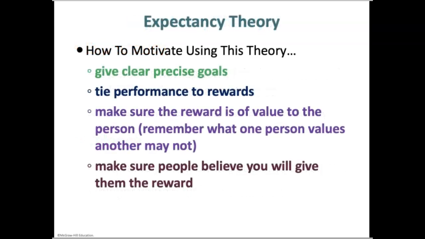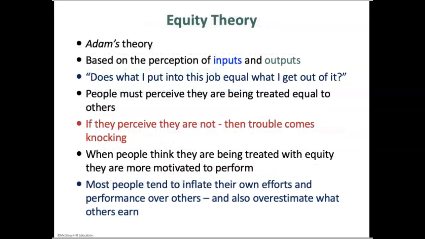Expectancy theory. So how do you motivate using this theory? You need to give clear, precise goals, tie performance to rewards, and make sure the reward is of value to the person. Remember, what one person values, another may not. And make sure people believe you will give them the reward.